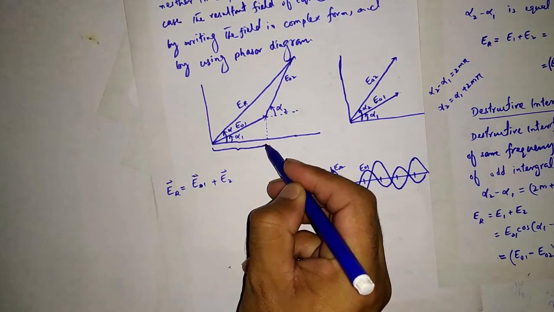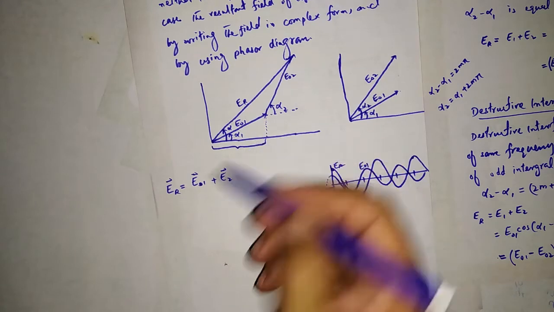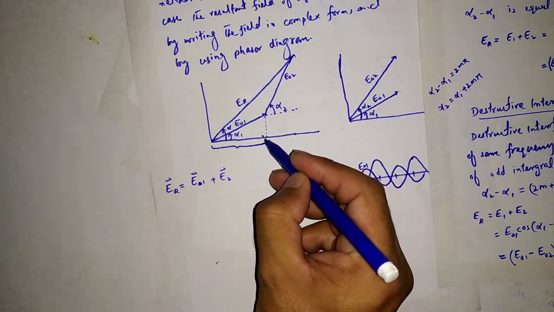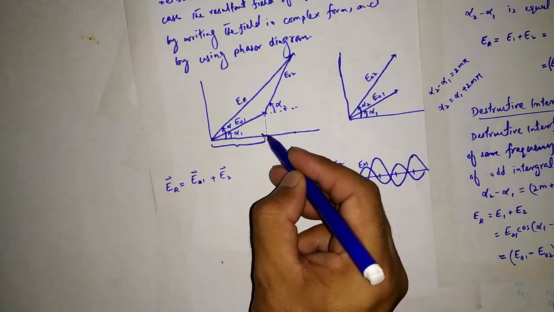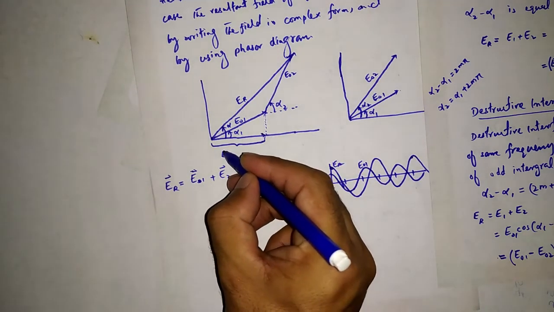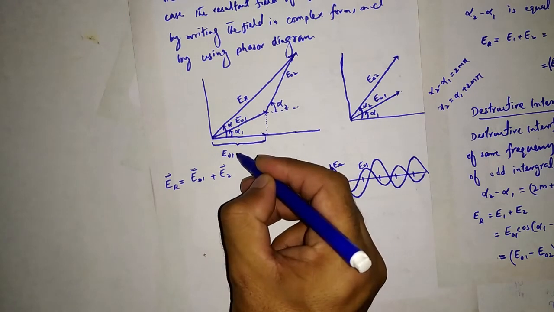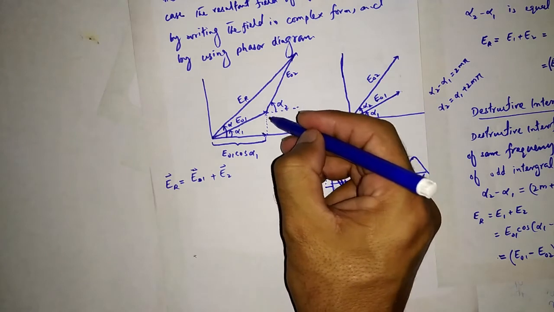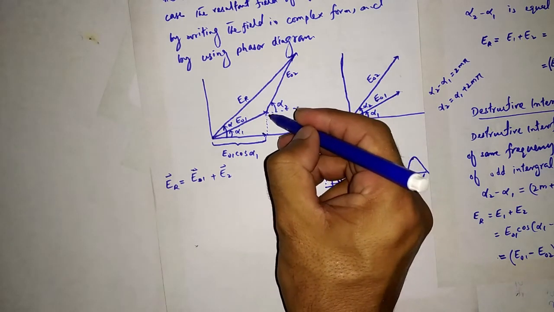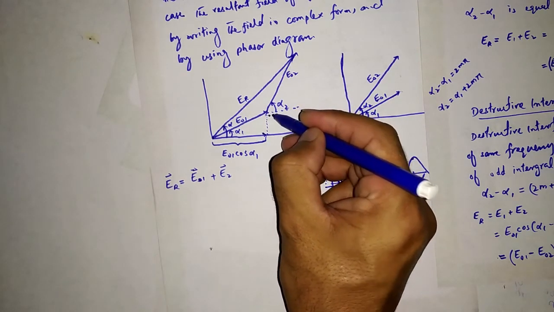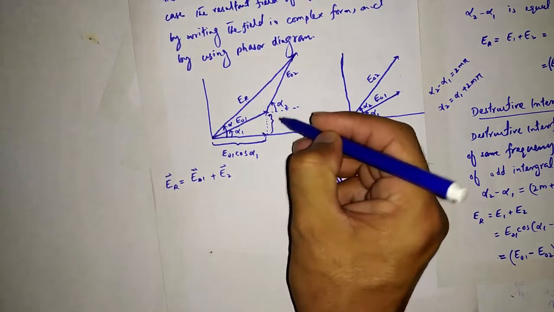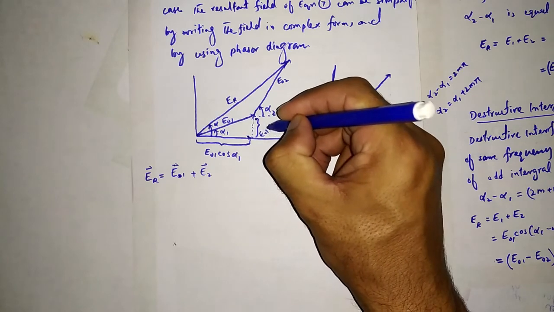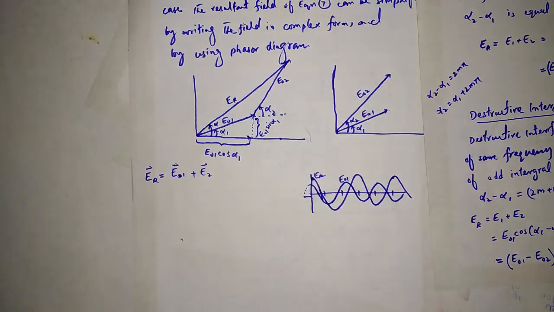If I resolve this vector E naught 1 into two components, one will be from this point to this one, which will be E naught 1 cos alpha 1. Clear? And this one, from here to here, will be E naught 1 sin alpha 1. Clear?